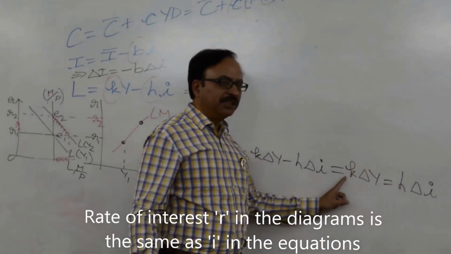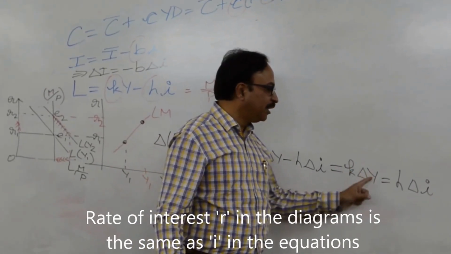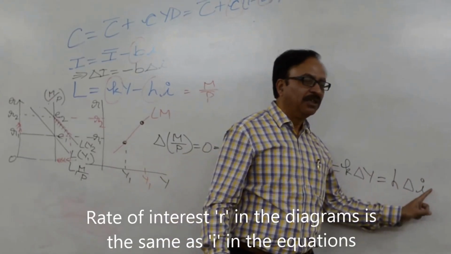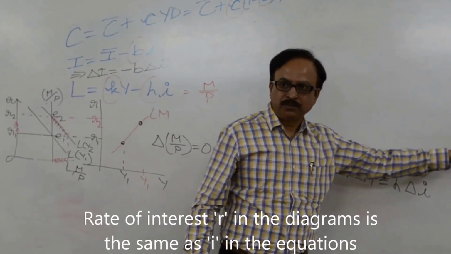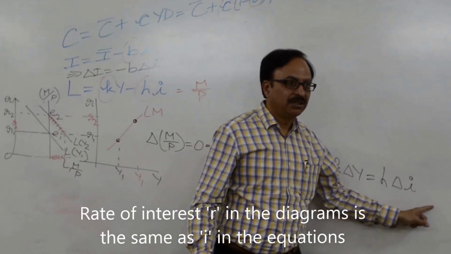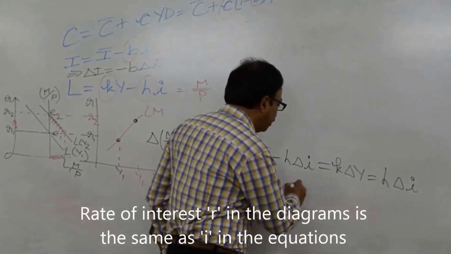H is positive, K is positive. Delta Y is positive, so this entire thing is positive, so this has to be positive. So that means delta i has to be positive. So the rate of interest has to increase. Now the question is, by how much does the rate of interest have to change? And that's pretty simple.